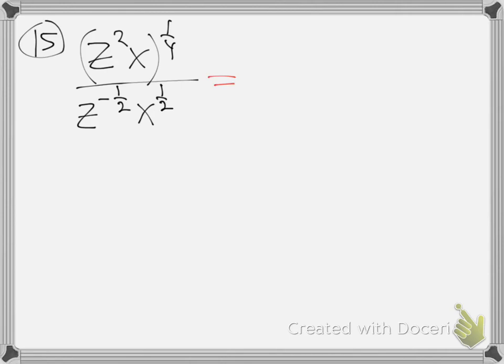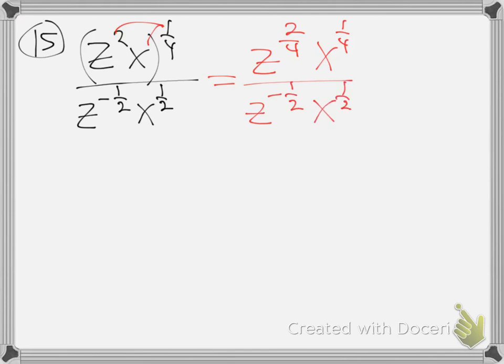So again, one more time. Powers outside parentheses multiply powers inside. It'd be good to see it again. That'd be z to the 2/4 x to the 1/4. Good to there so far? Powers outside parentheses multiply powers inside, and the parentheses vanish. Step 1 again. And then the negative power on the bottom.